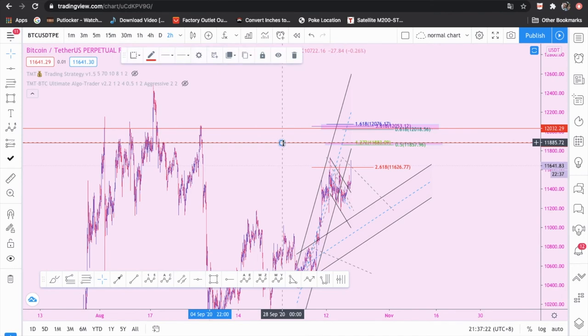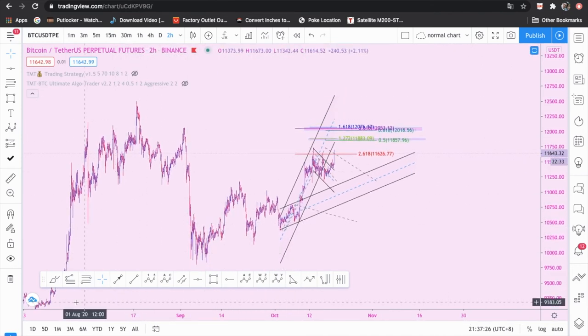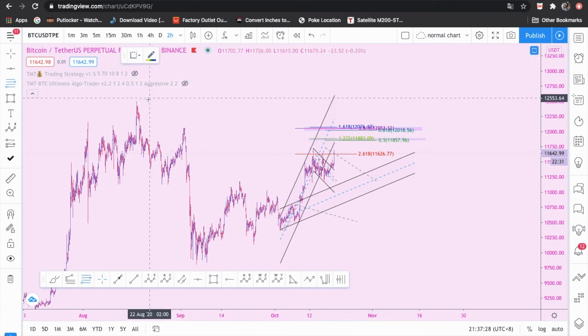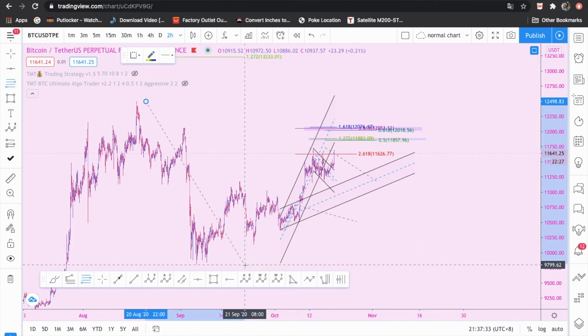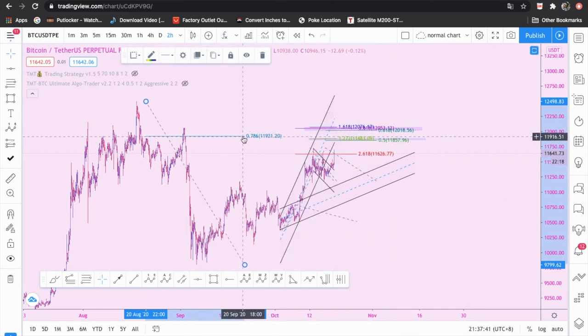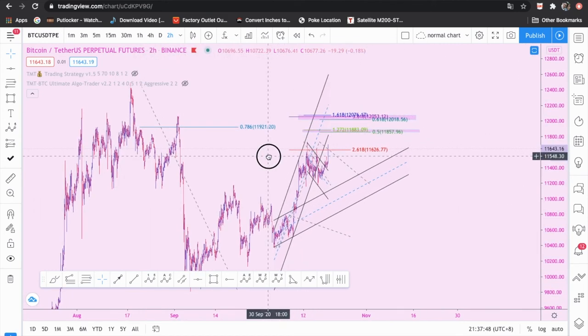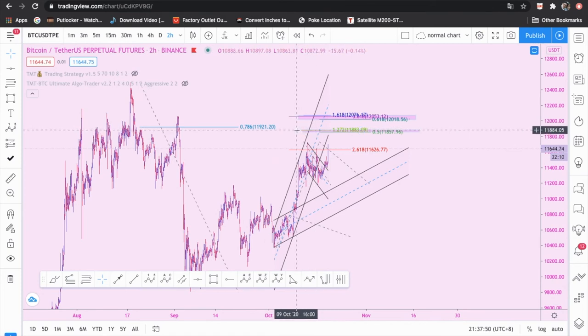Now I'm going to do another, different confluence, the whole structure of this. I've talked about it: it's going to reach 0.786. Use the fib retracement and draw the 0.786. As you can see, it hit right over here. So technically one can take all of their profit somewhere around here.